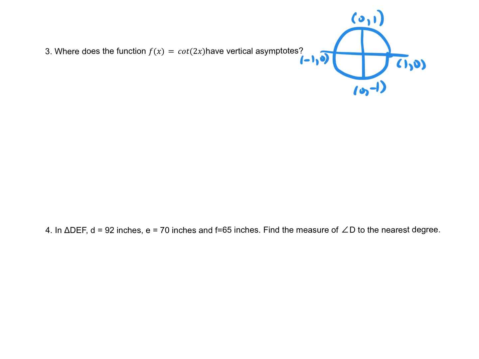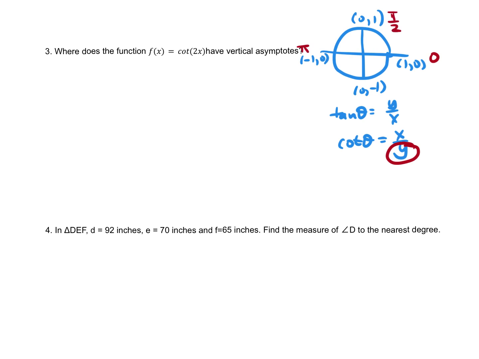So cotangent, if you recall tangent, tangent was y over x. So cotangent was x over y. So the asymptotes are going to occur wherever the bottom is 0. So they're going to occur everywhere where y is 0. So that's going to be at the 0 and at the pi.